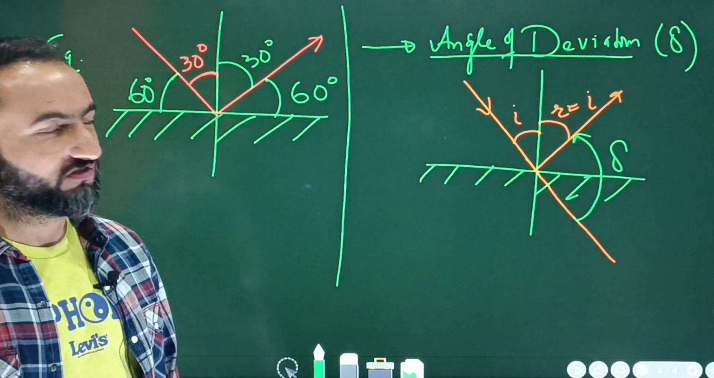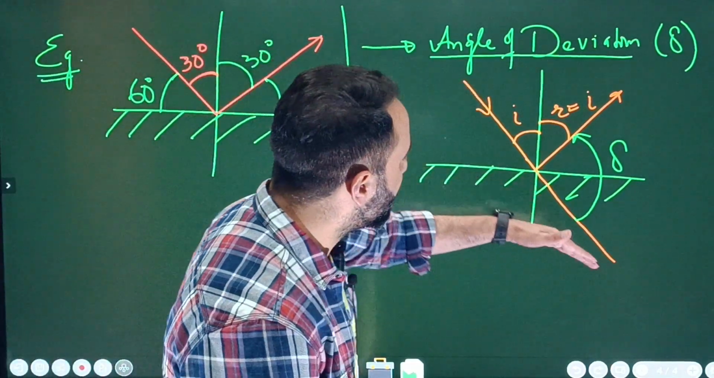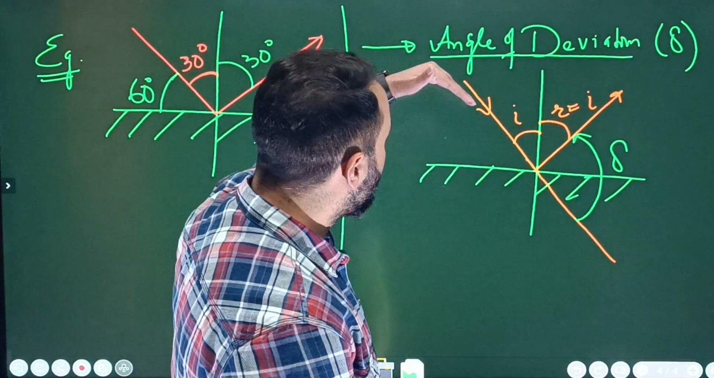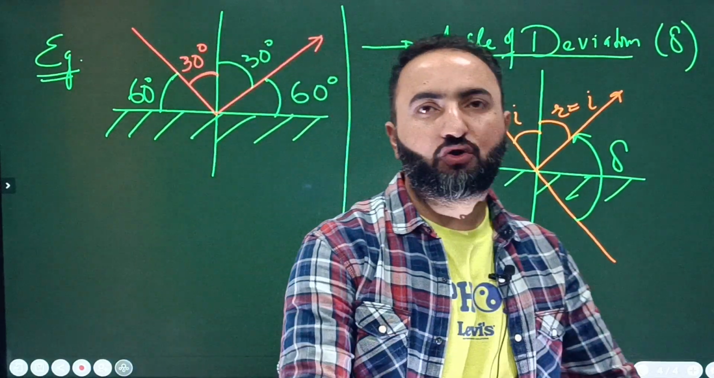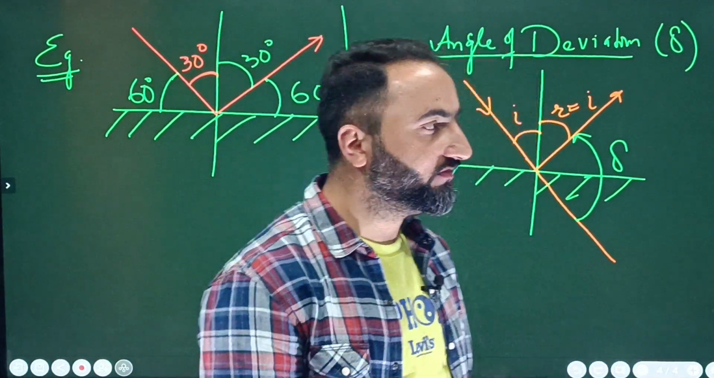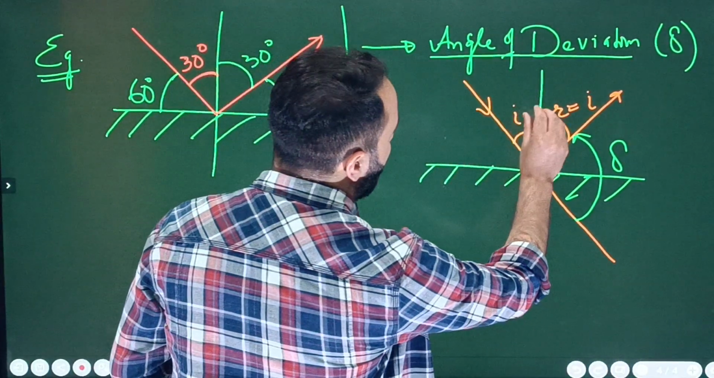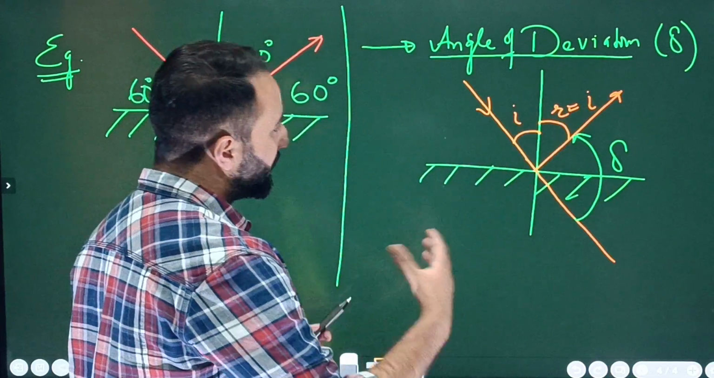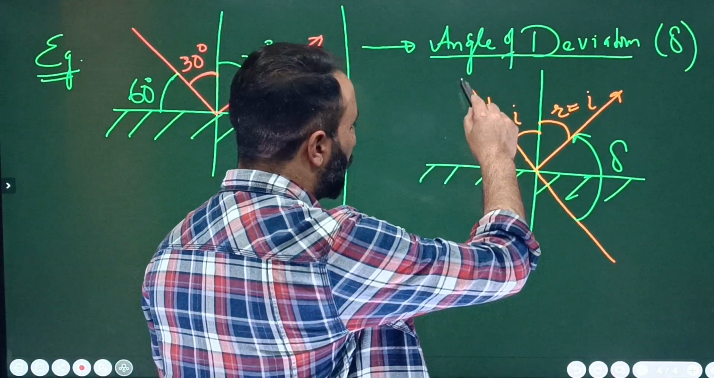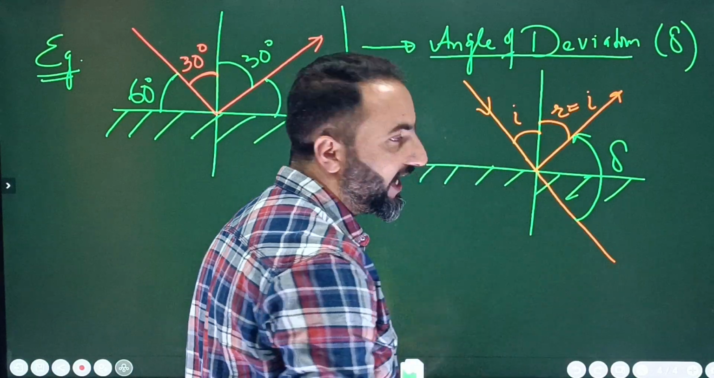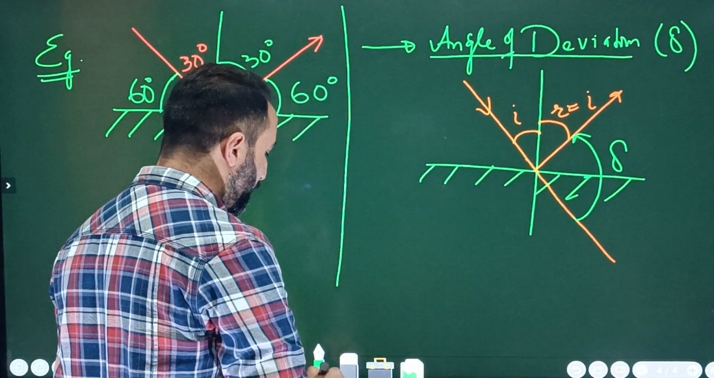This is called the angle of deviation: simply that angle by which the incident ray got rotated, or that angle by which the incident ray got deviated. Now it's obvious that this angle plus this angle plus this angle must be equal to 180 degree, because all these three angles lie on a straight line. So that's what I will write down here.